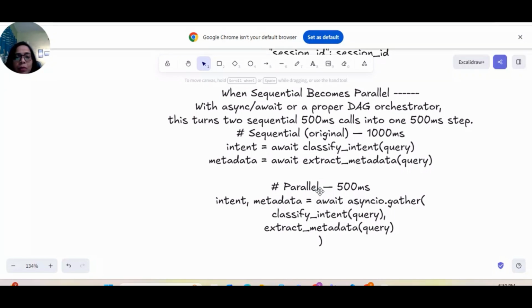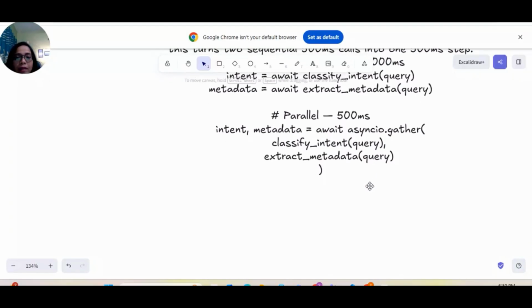So here we have to do intent await classify, and the entity or metadata await extract metadata query. Tools like LangGraph, Prefect, or even asyncio express DAGs very cleanly. The key insight is that the critical path for our pipeline, the longest chain of dependent calls, determines the latency. So parallelizing independent steps shrinks the critical path. We have to do that.